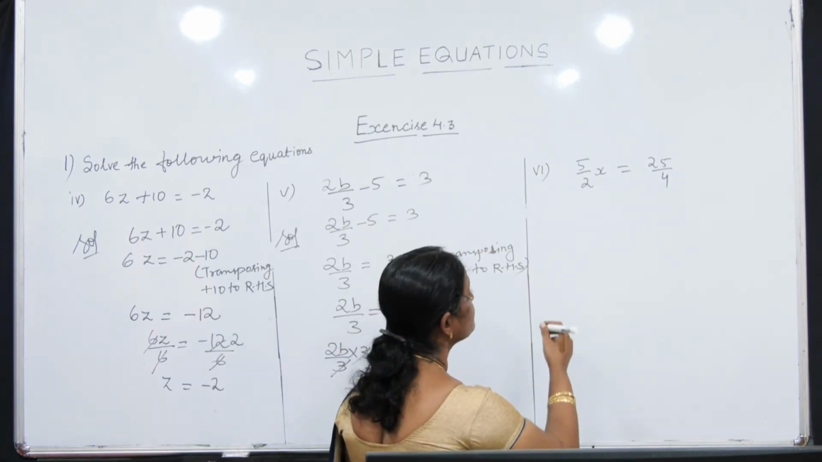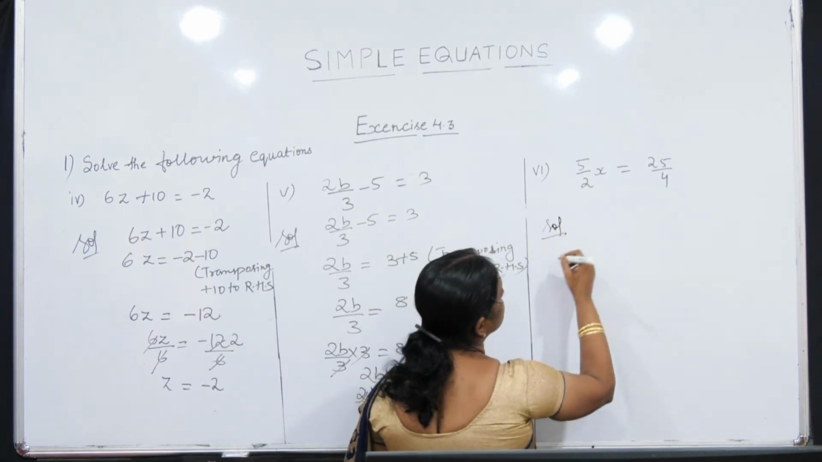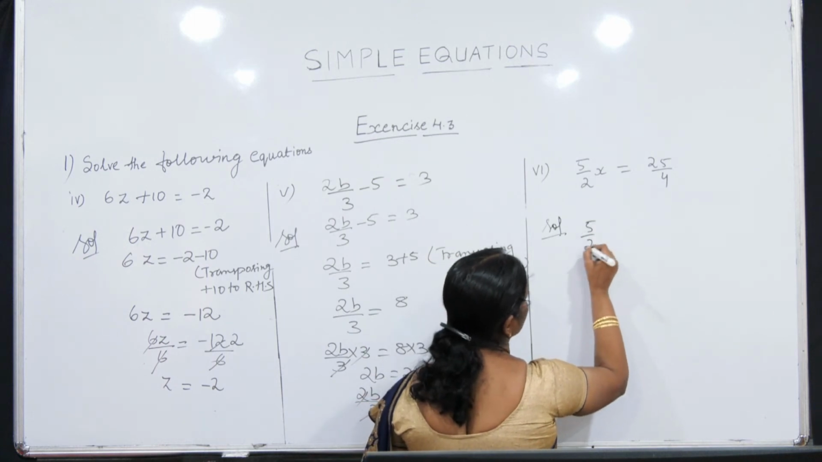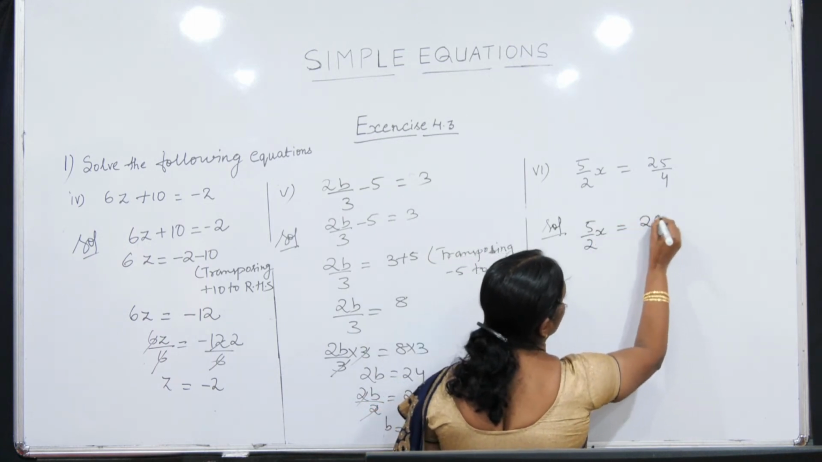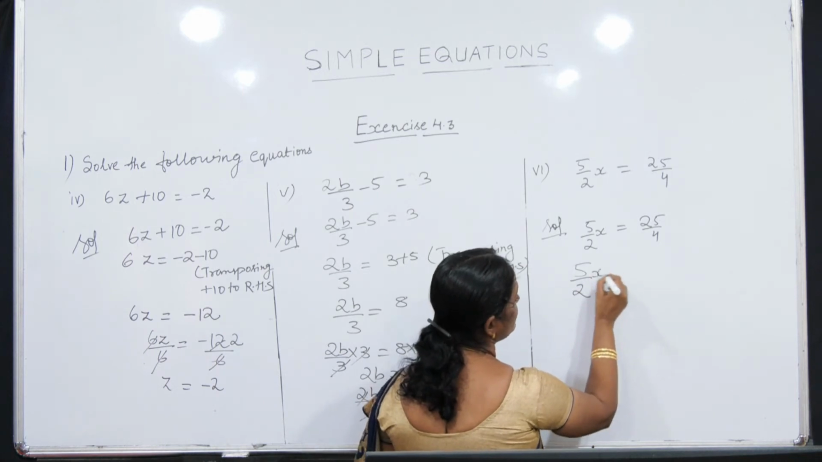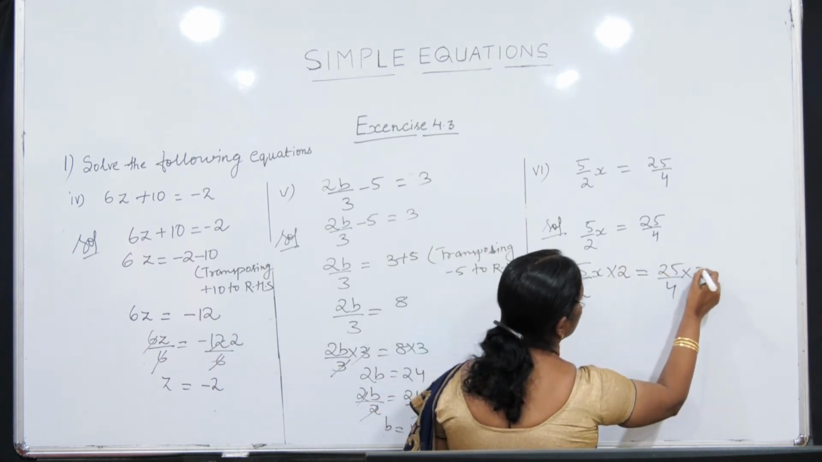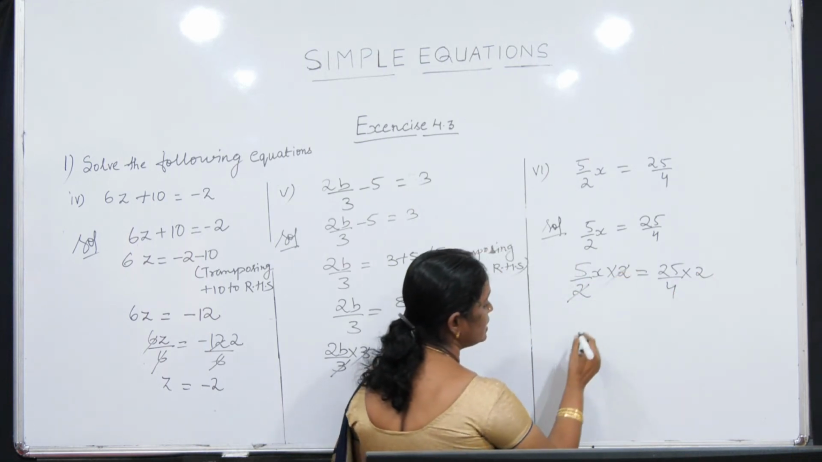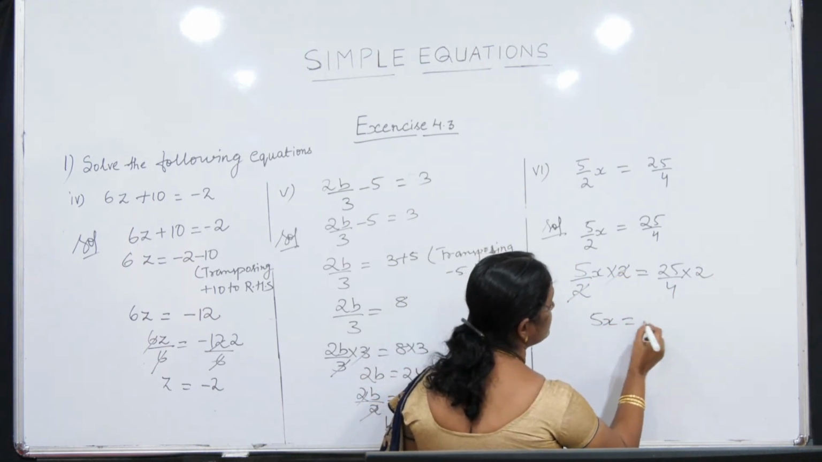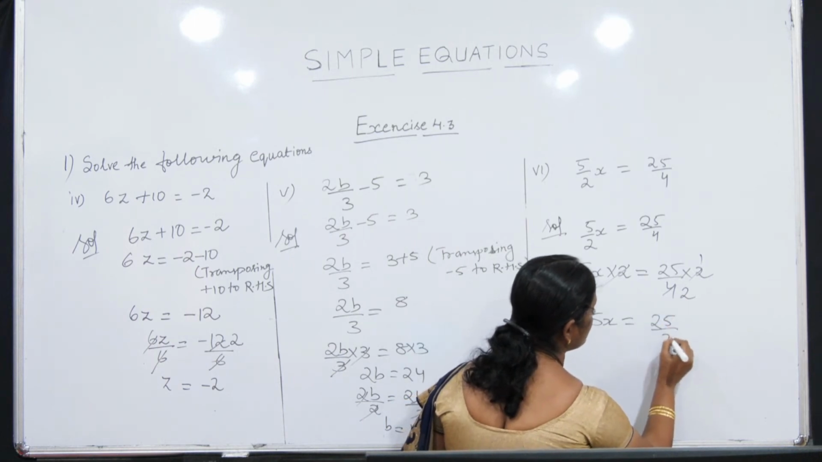The next equation is 5 by 2x is equal to 25 by 4. Here, 5 by 2x is equal to 25 by 4. Multiplying both sides of the equation by 2, 25 by 4 into 2. 2 here gets cancelled. 5x is equal to 2 ones are 2, 2 twos are 4, it is 25 divided by 2.